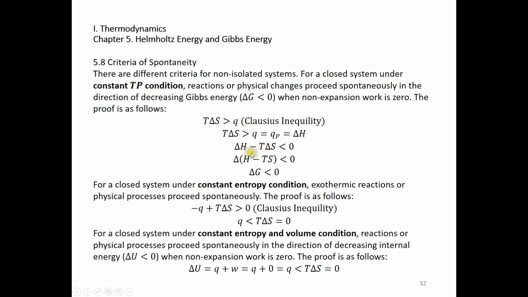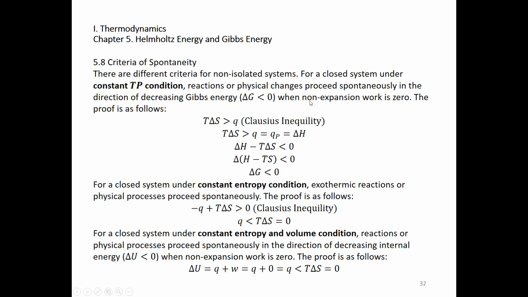Temperature is constant, so T delta S is delta TS. On the left hand side, we have just delta of H minus TS. H minus TS is just G. Now we have delta G must be less than zero for any spontaneous reactions or physical changes under constant temperature and pressure condition.